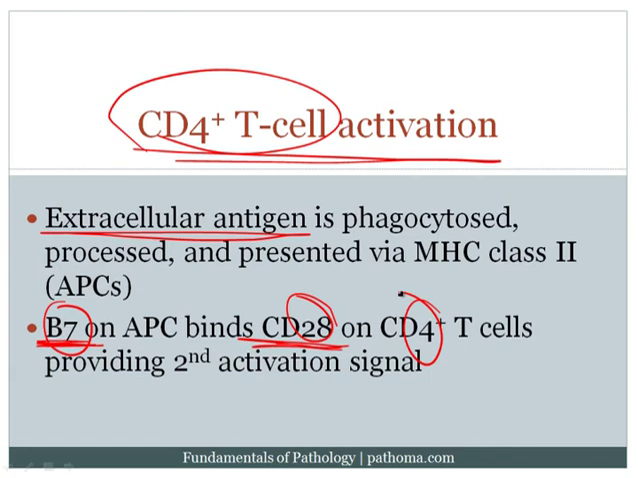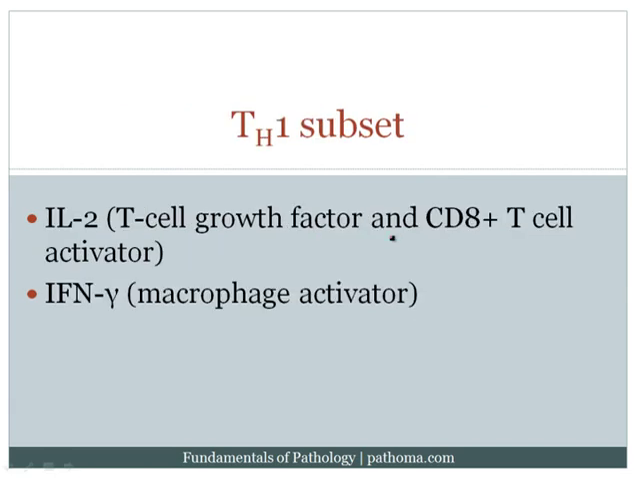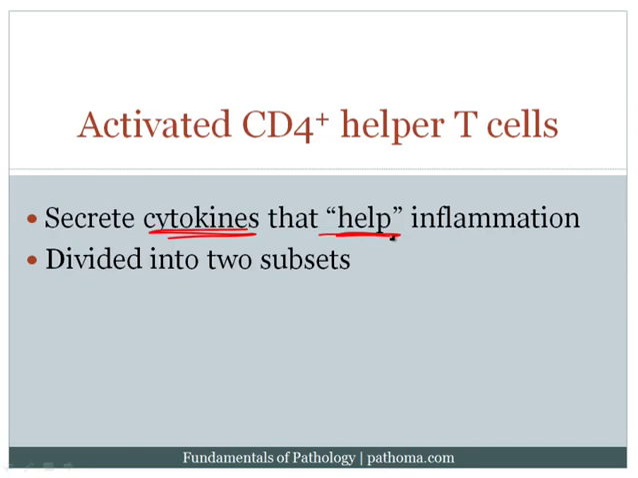Now once CD4 positive T cells are activated, then they will secrete cytokines. And these cytokines help inflammation, and that's why they're called CD4 positive helper T cells, because they help inflammation. And interestingly, the CD4 positive T cells will be divided into two subsets, and the two subsets will actually help the two types of inflammation that occur in chronic inflammation. Why don't I take you one slide back and just go over this briefly. So the CD4 positive T cell's job is to help, and it's going to help two types of inflammation.